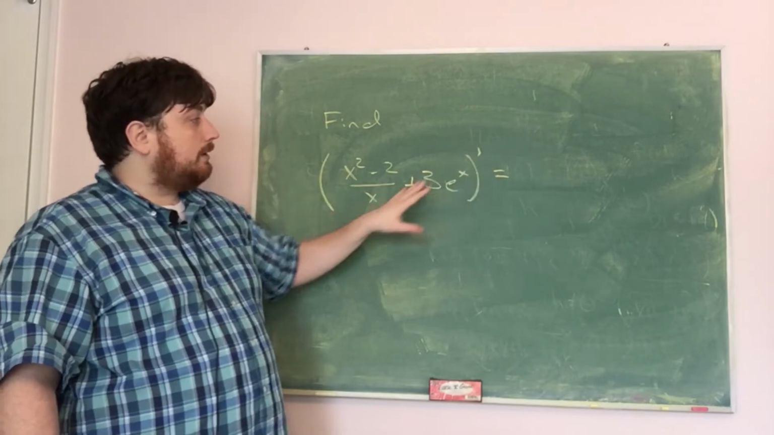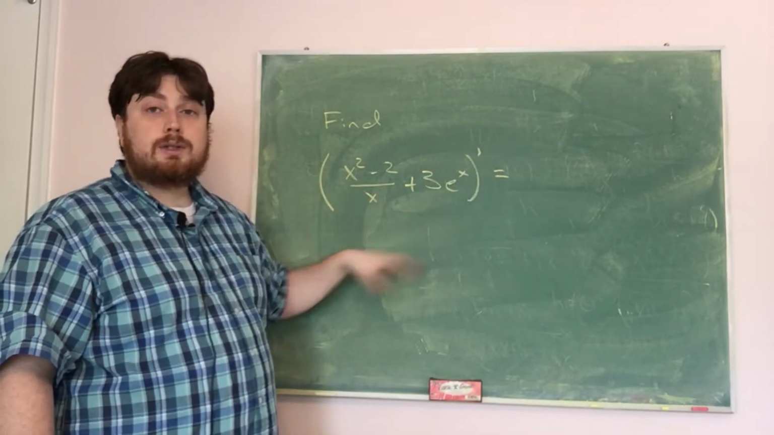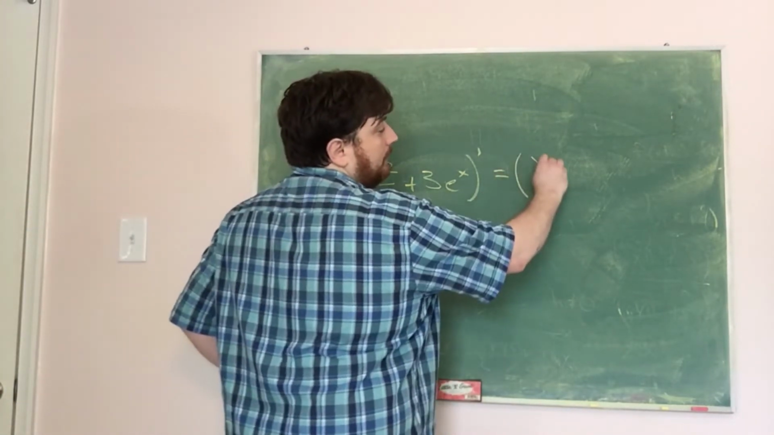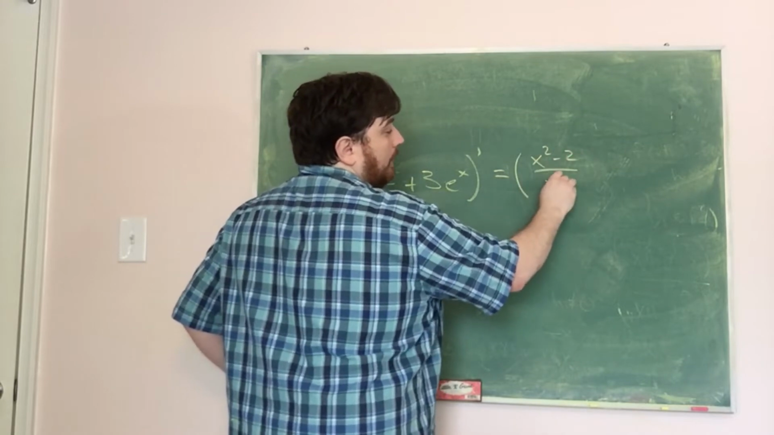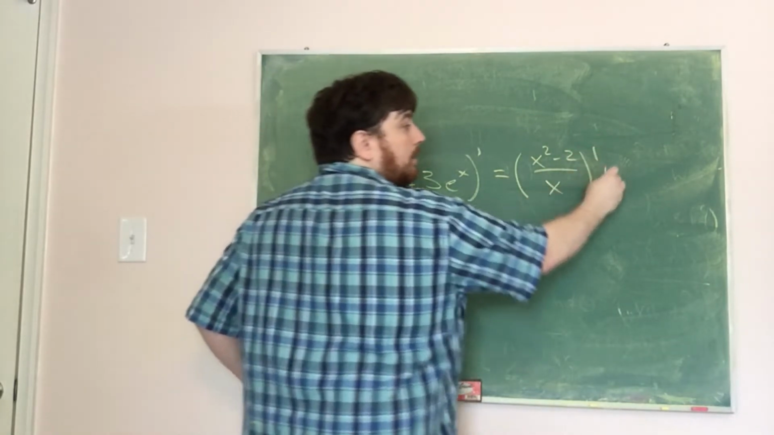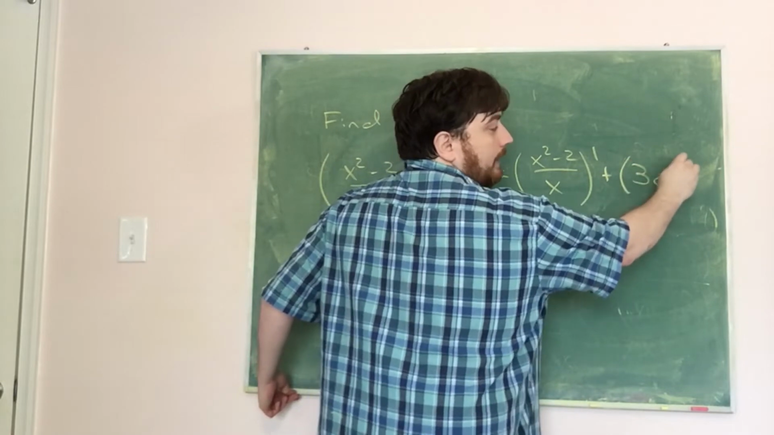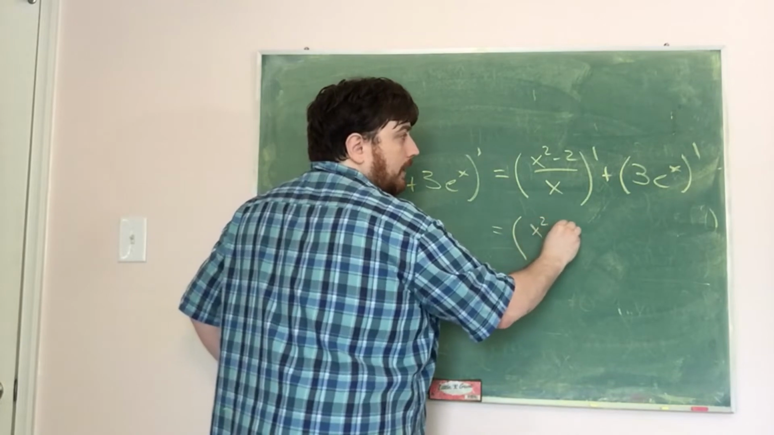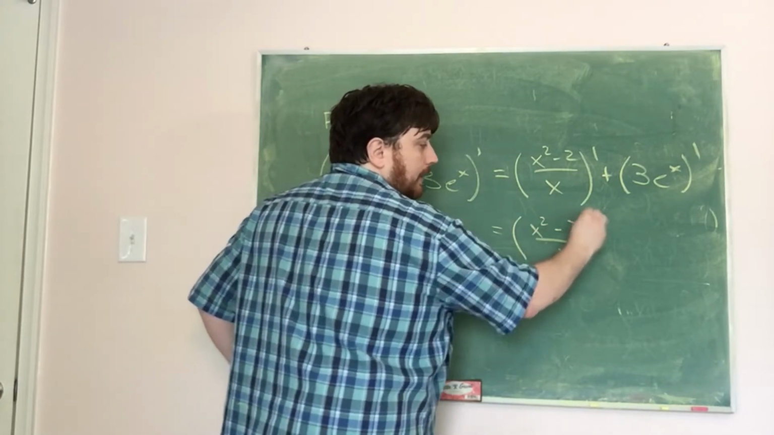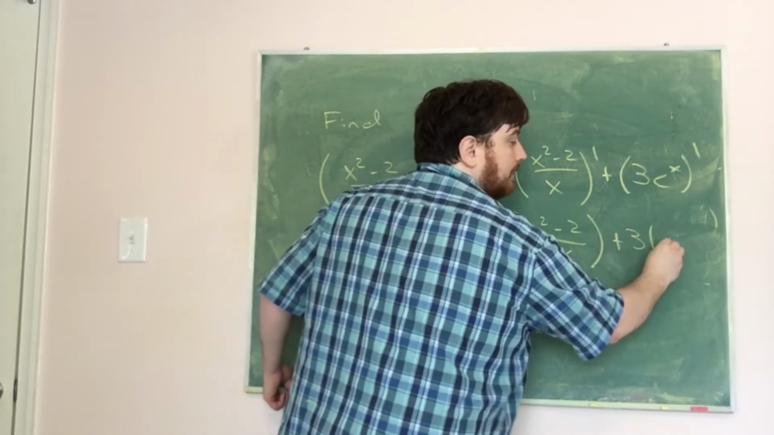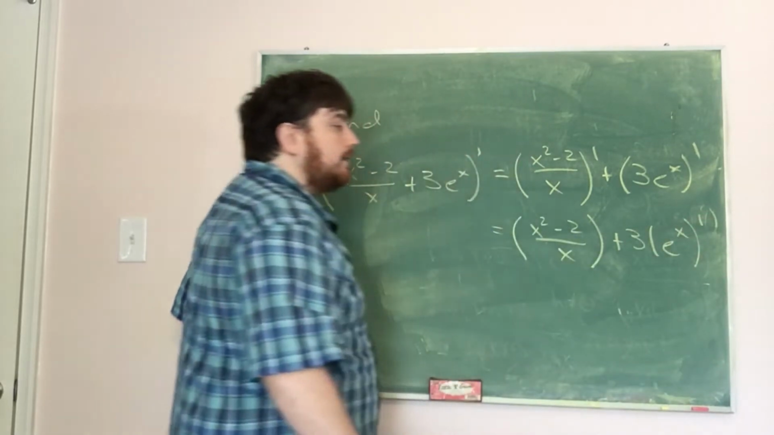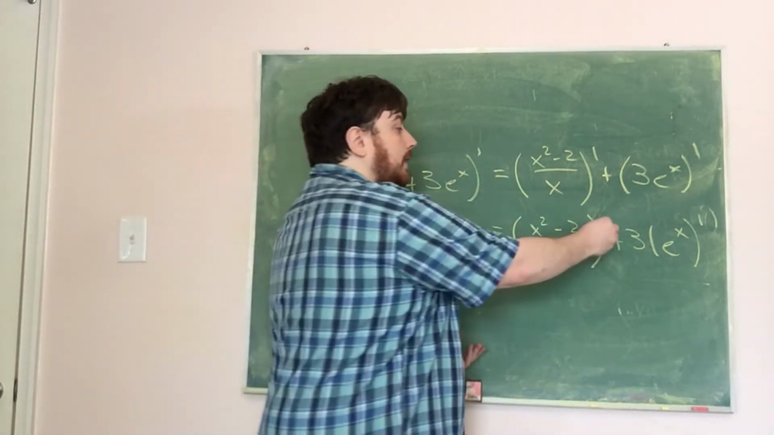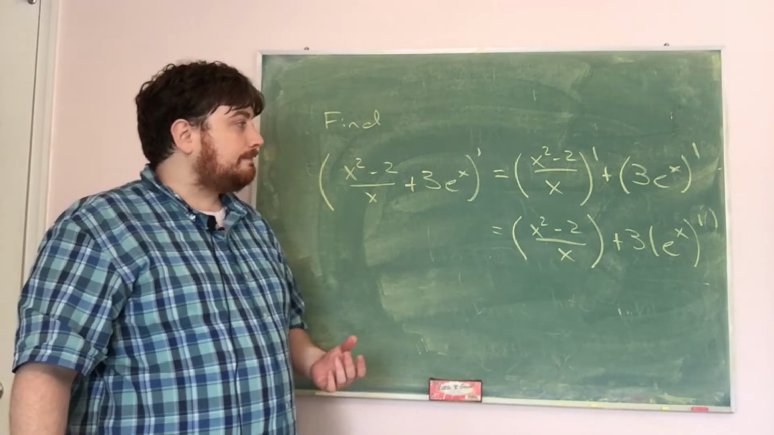So I'll distribute the derivative across the sums, and I'll also factor out any constants that I have. What I'm going to end up with is the derivative of x squared minus 2 over x plus the derivative of 3e to the x. And now, as I look at 3e to the x, I can factor out the constant 3, so I get plus 3 times the derivative of e to the x. What I've done is taken this longer problem and turned it into a simpler problem by focusing on these pieces one at a time.